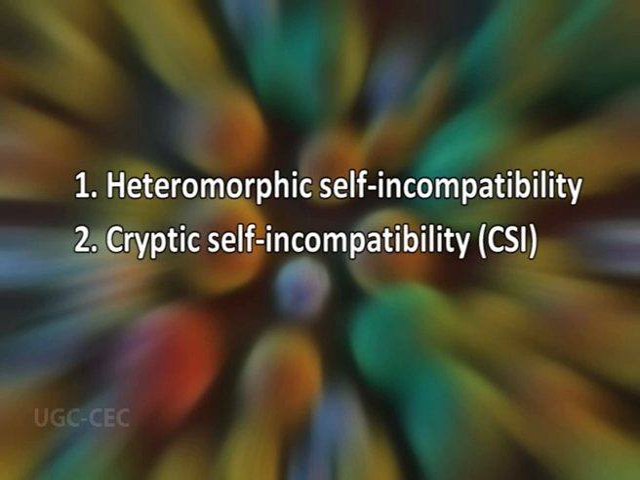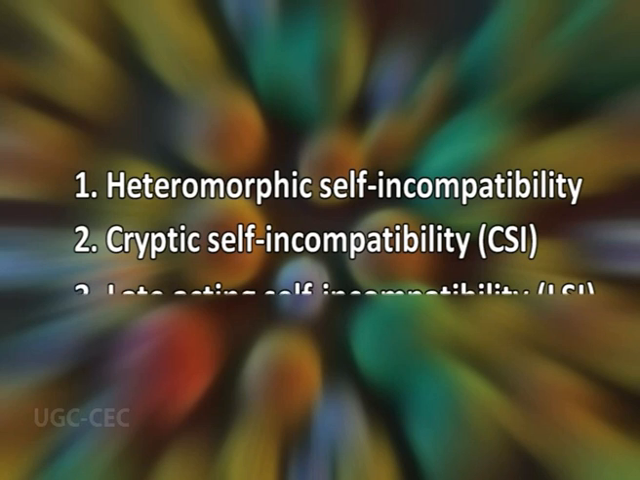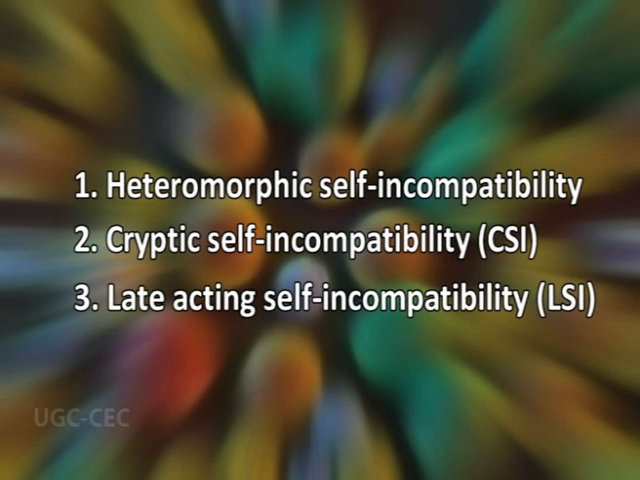These mechanisms have received less attention by biologists because they are not present in abundance. These are: Number 1, heteromorphic self-incompatibility. Number 2, cryptic self-incompatibility, CSI. Number 3, late-acting self-incompatibility, LSI. Let us discuss them one by one.